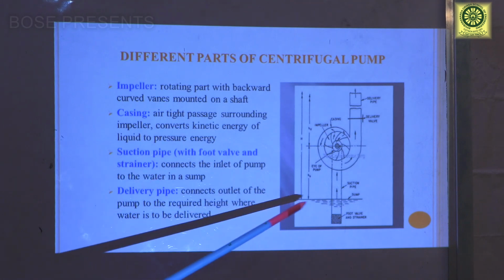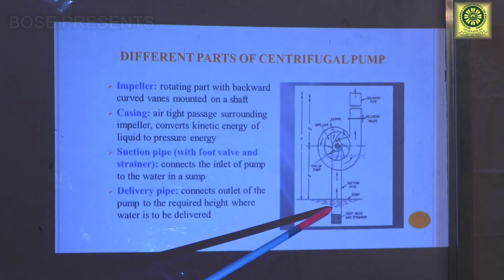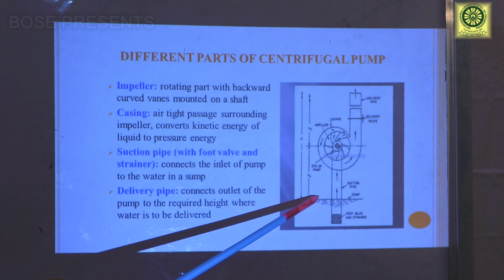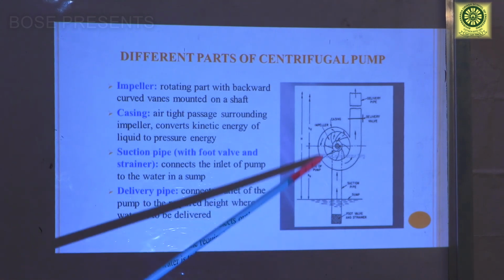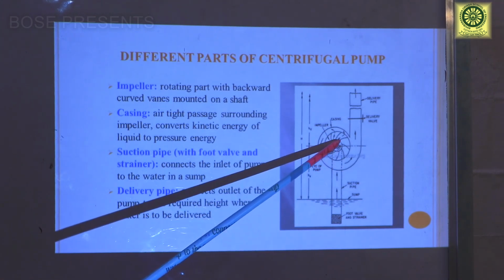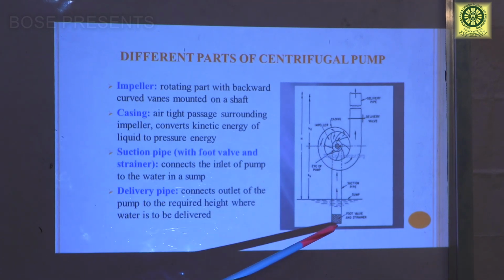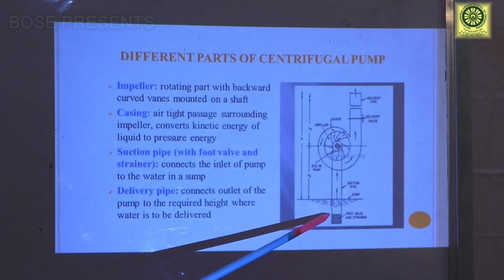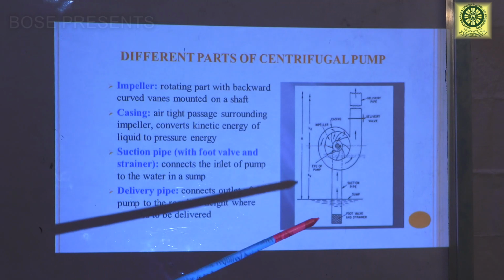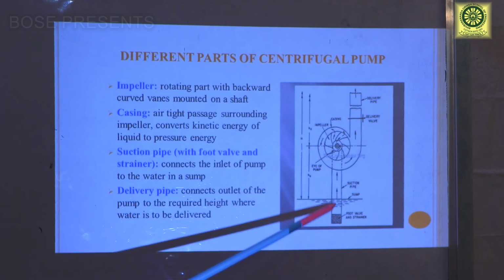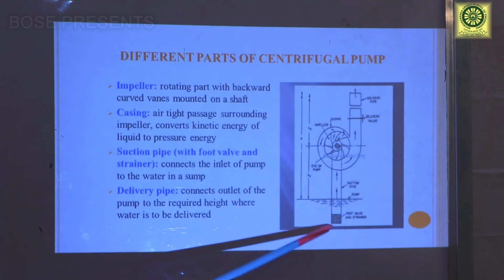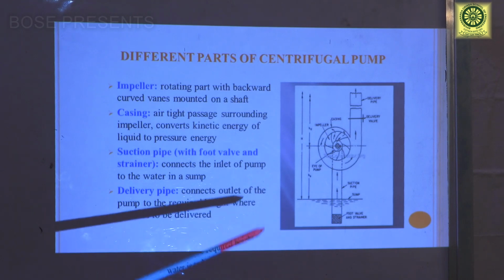Now coming to the suction pipe, this is the suction pipe which draws the water from the sump, from where the water needs to be lifted to the center of the impeller, which we also call the eye of the pump. Now at the bottom of the suction pipe we need a foot valve and strainer. The foot valve is a one-way valve which allows water to flow inside, but the reverse direction of water flow is not possible. Now the strainer, as we all know, strains all the impurities in the water.